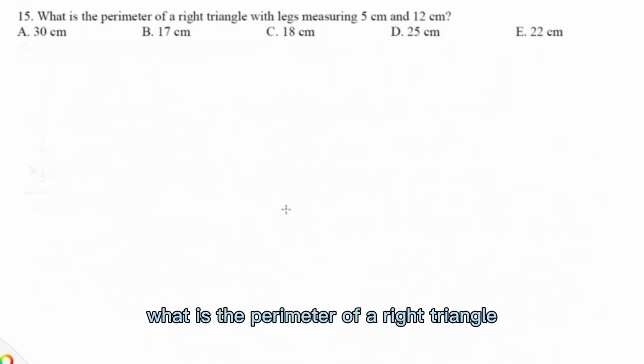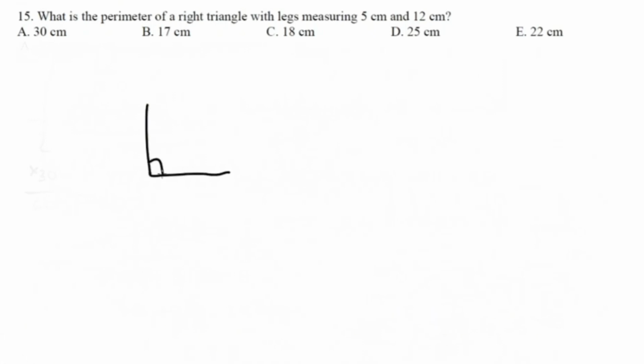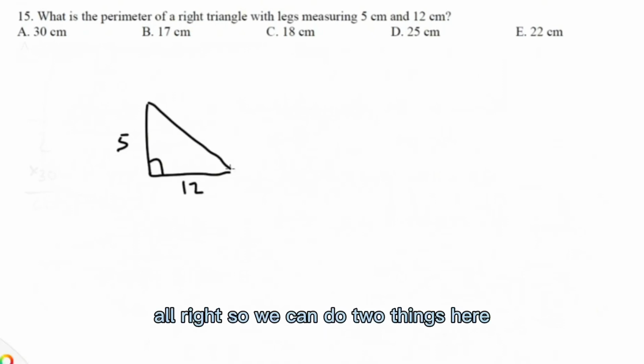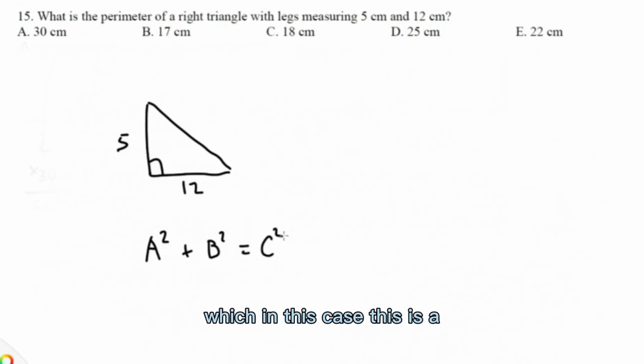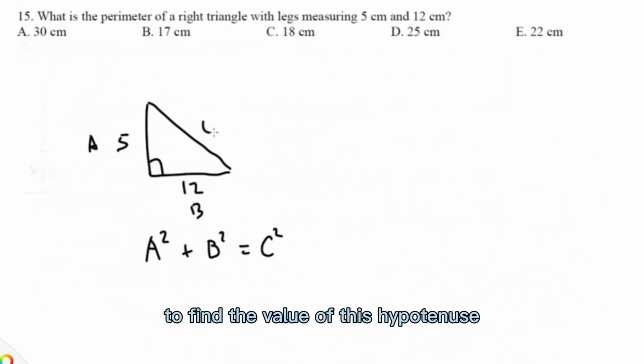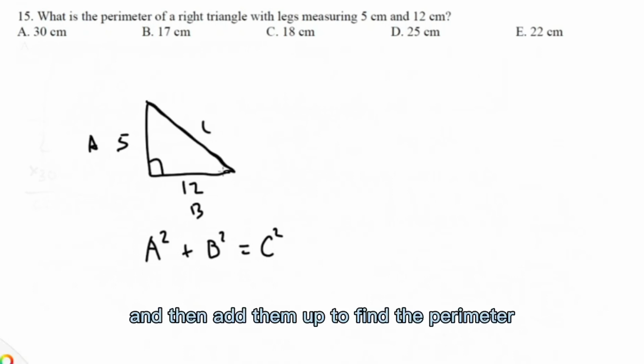What is the perimeter of a right triangle with legs measuring 5 centimeters and 12 centimeters? Alright, so this is a right triangle with legs of 5 and 12. So we can do two things here. We can do the Pythagorean theorem, which is a squared plus b squared equals c squared, where this is a, this is b, and this is c, to find the value of this hypotenuse, which is the longest side, and then add them up to find the perimeter.